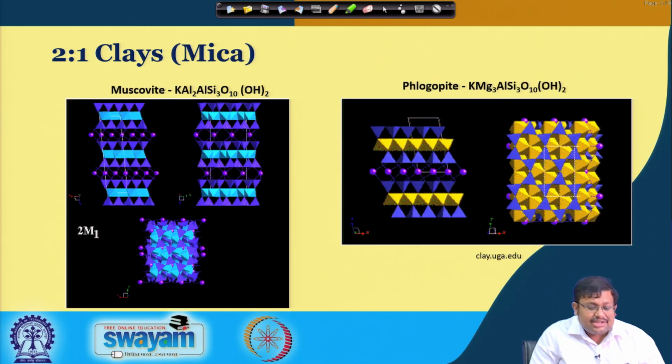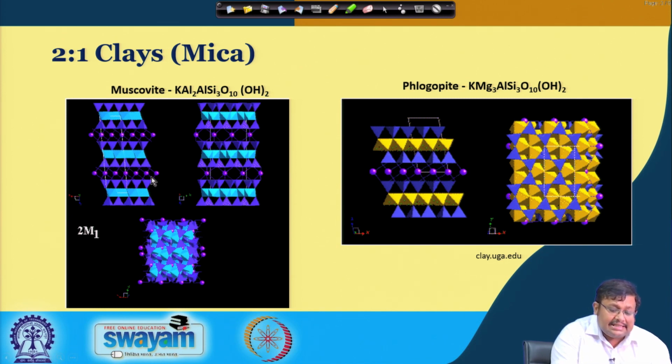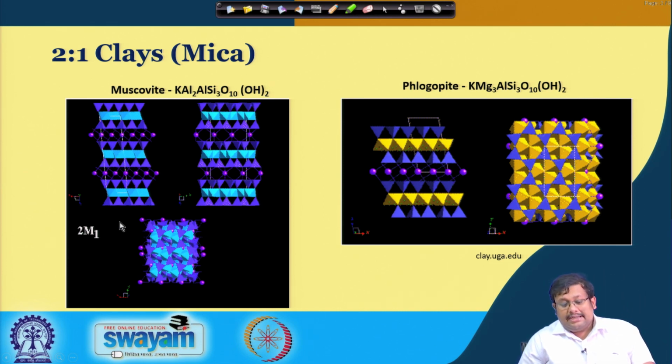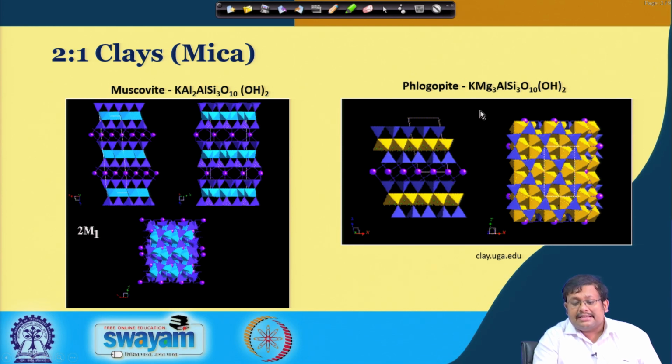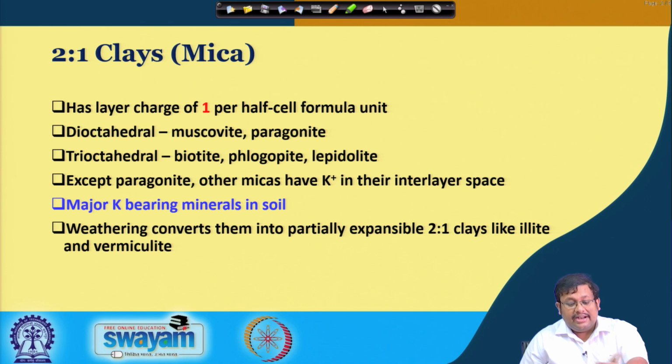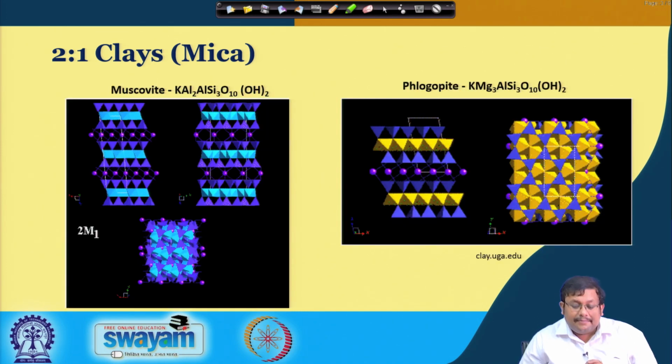So, this is the structure of muscovite as well as phlogopite. You can see how these potassium ions are in between these layers. These are the small potassium ions, and this is basically the 2:1 type of structure, and this is the phlogopite structure. Now, in case of muscovite it is basically dioctahedral, and in case of phlogopite you can see it is basically a trioctahedral structure, since magnesium is present in the octahedral sheet. We have already discussed that in the previous slide.